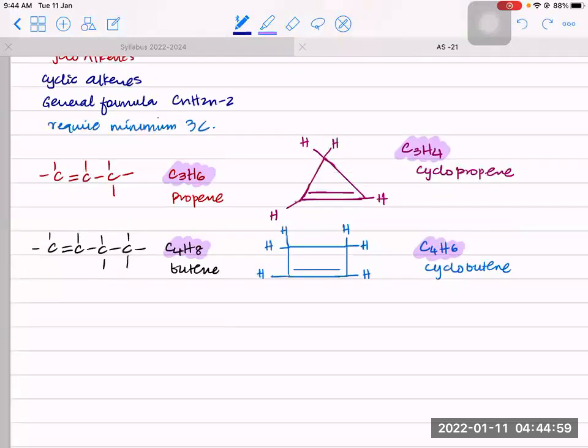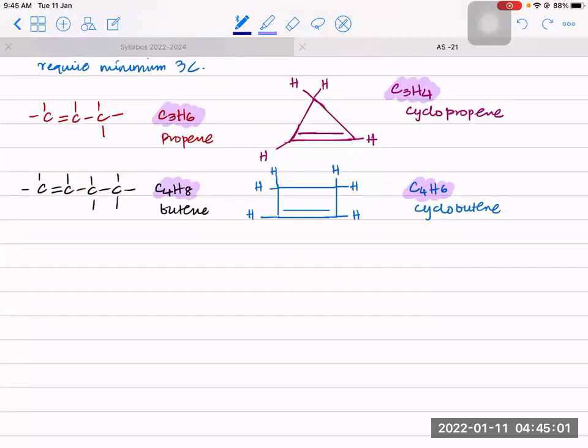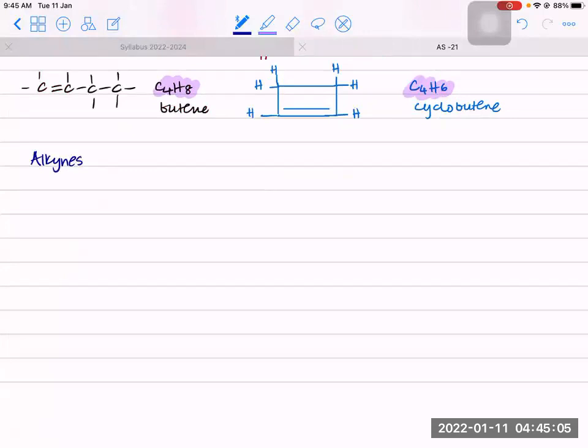Now let's move on to alkynes. What are alkynes? Alkynes have carbon-carbon triple bond. Yes? And the general formula is CnH2n minus 2. Yeah? So again, you will need a minimum of 2 carbons, or the simplest alkyne would have 2 carbons.